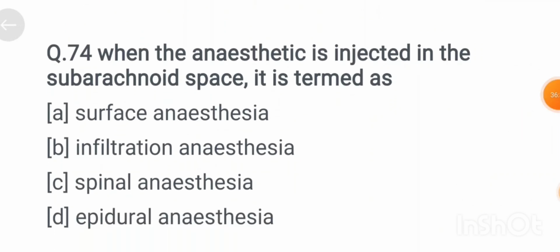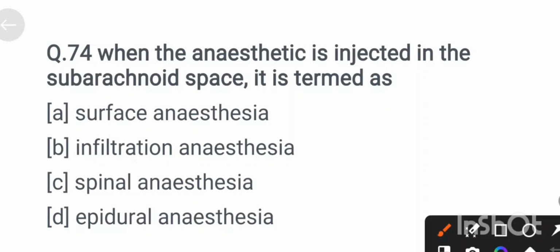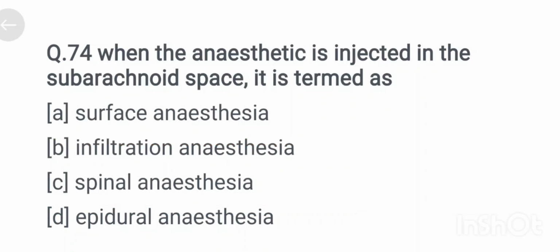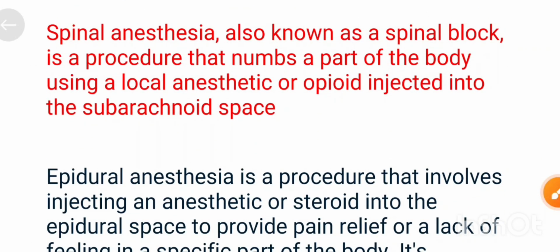When an anesthetic is injected in the subarachnoid space, it is termed as: option A, surface anesthesia; option B, infiltration anesthesia; option C, spinal anesthesia; option D, epidural anesthesia. Correct answer is option C, spinal anesthesia. Next question. Spinal anesthesia, also known as spinal block, is a procedure that numbs a part of the body using a local anesthetic or opioids injected into the subarachnoid space.